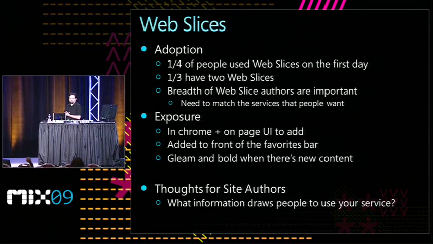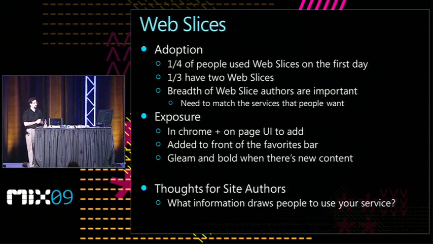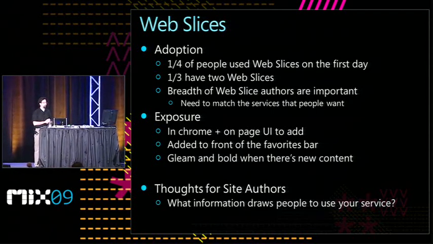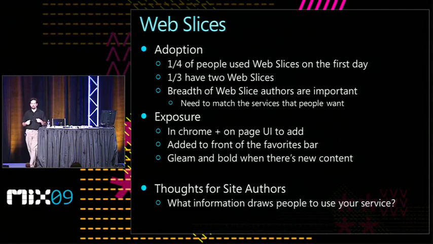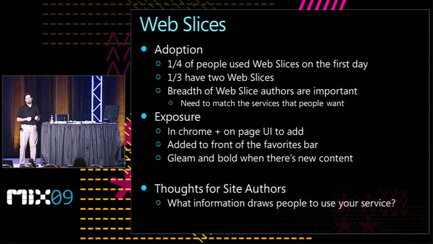So about a quarter of our people use web slices on the first day, and about a third have 2 web slices. The breadth of web slice offers is really important. These are very personal things to folks because they want it to be their services. It's not like we could just ship a bunch of web slices that we think are the best things ever. It needs to be, I like Facebook, so I want to have my Facebook web slice. Or I like Digg, so I want to have my Digg web slice. Your customers of your websites should be able to have this kind of a thing too, and then install them for themselves and get going. So we want to have a wide range of web slices for folks to use.